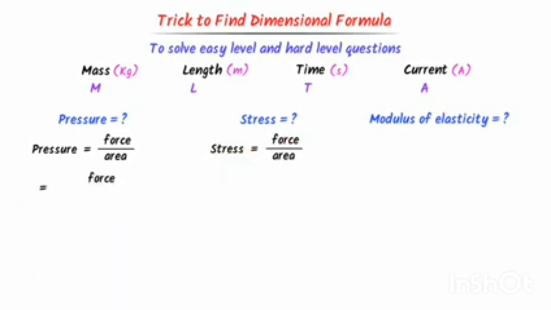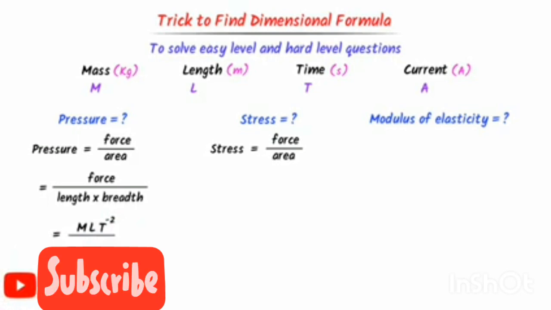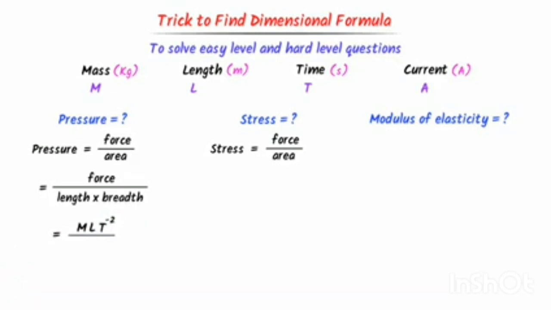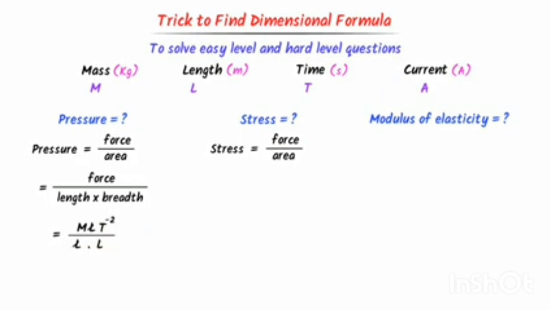Now I write force upon area. We know that area is equal to length into breadth. We have already calculated the dimensional formula of force, which is [M L T^-2]. The dimensional symbol of length and breadth is L and L. This L and this L cancel out with L squared. I get M L^-1 T^-2. Hence the dimensional formula of pressure and stress is [M L^-1 T^-2].